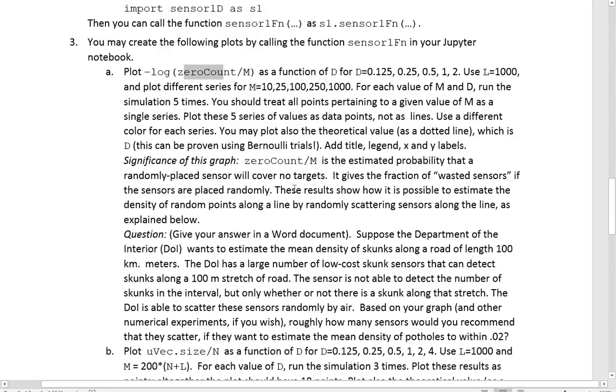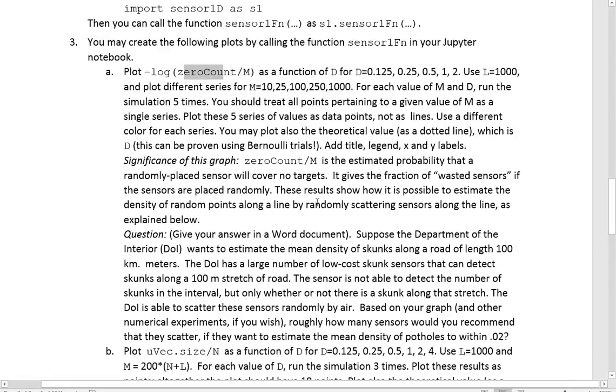Right. Now, these results also show it's possible to estimate the density of random points along a line by randomly scattering sensors along the line, as explained below. So here's a question. I want you to answer these questions in a Word document that you can put on Dropbox. Notice that the theoretical value of this quantity is the density. So if we scatter sensors and do a 0 count and compute this quantity, we should be able to estimate the density.